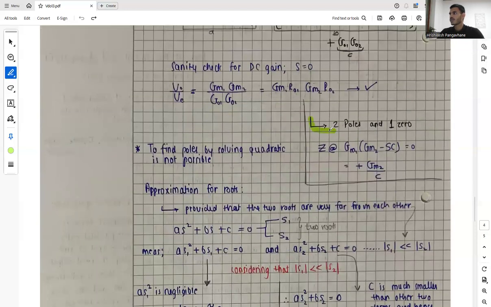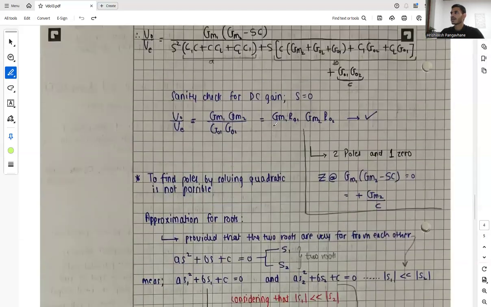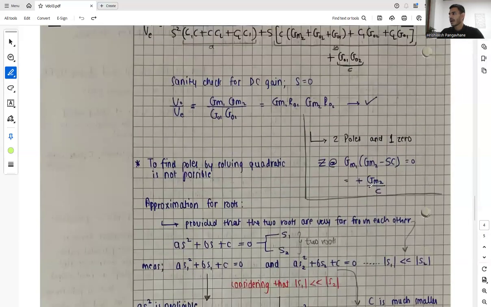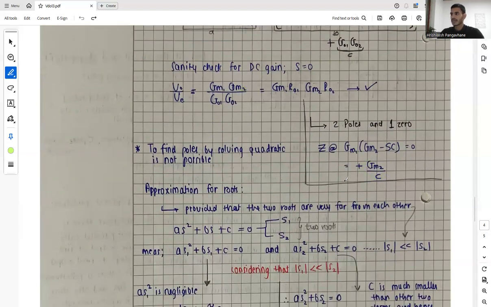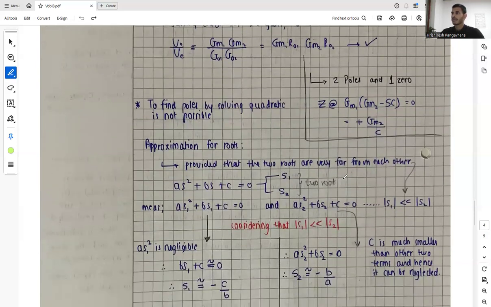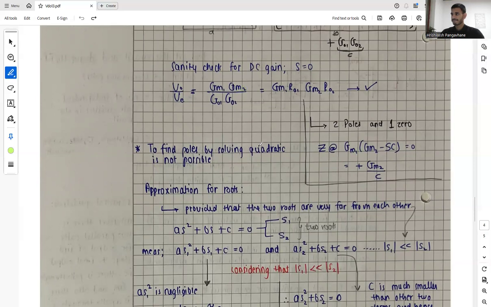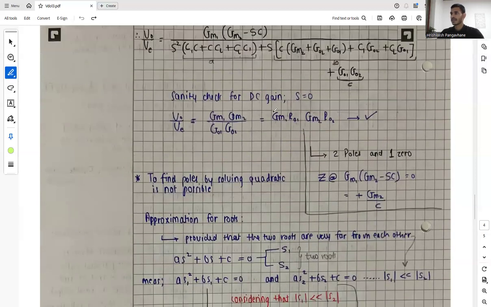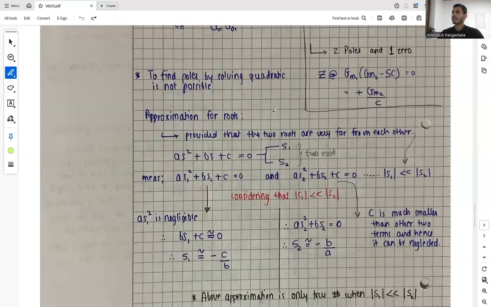So we have two poles and a zero. Equating the numerator to 0, we get the zero at positive gm2 by c, so it is in the right half of the s plane. It is very difficult to solve this denominator and find the roots by our conventional method.